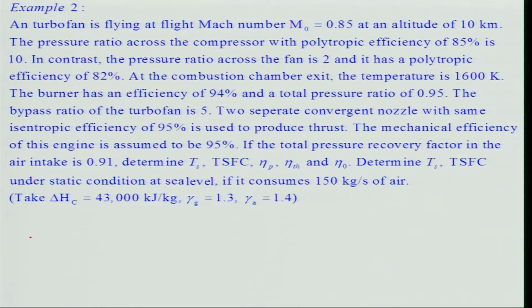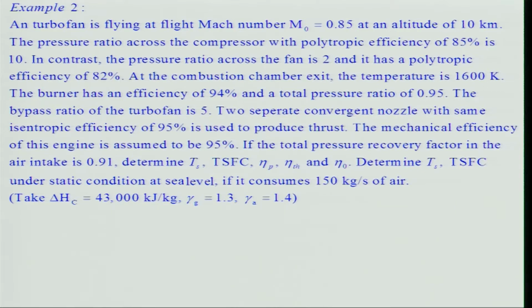We have taken in this example two separate convergent nozzles with the same isentropic efficiency of 95% used to produce the thrust. Here the same isentropic efficiency is given for both nozzles, but it need not be, and they are not mixed together. There might be a turbofan engine where the flows are mixed and expanded in a single nozzle, which I have not taken here. The mechanical efficiency of this engine is assumed to be 95%, and the total pressure recovery factor in the air intake is 0.91.